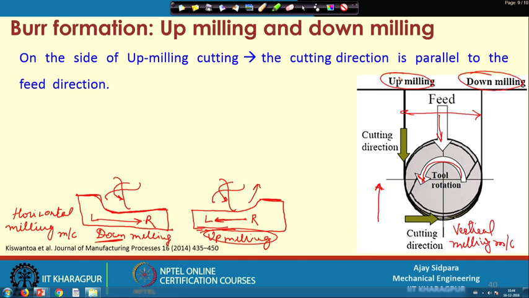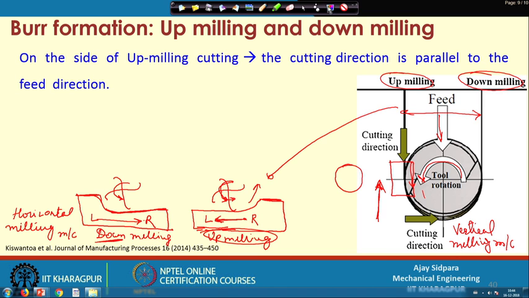Why is it called up milling? Let us see this diagram. You can see that your workpiece is moving in this direction and your tool is rotating in this direction. Both directions are opposite to each other. Your cutting tool is moving in the anti-clockwise direction and the workpiece is moving from right to left. So, if you see this zone, you can understand that your tool is rotating in this direction.